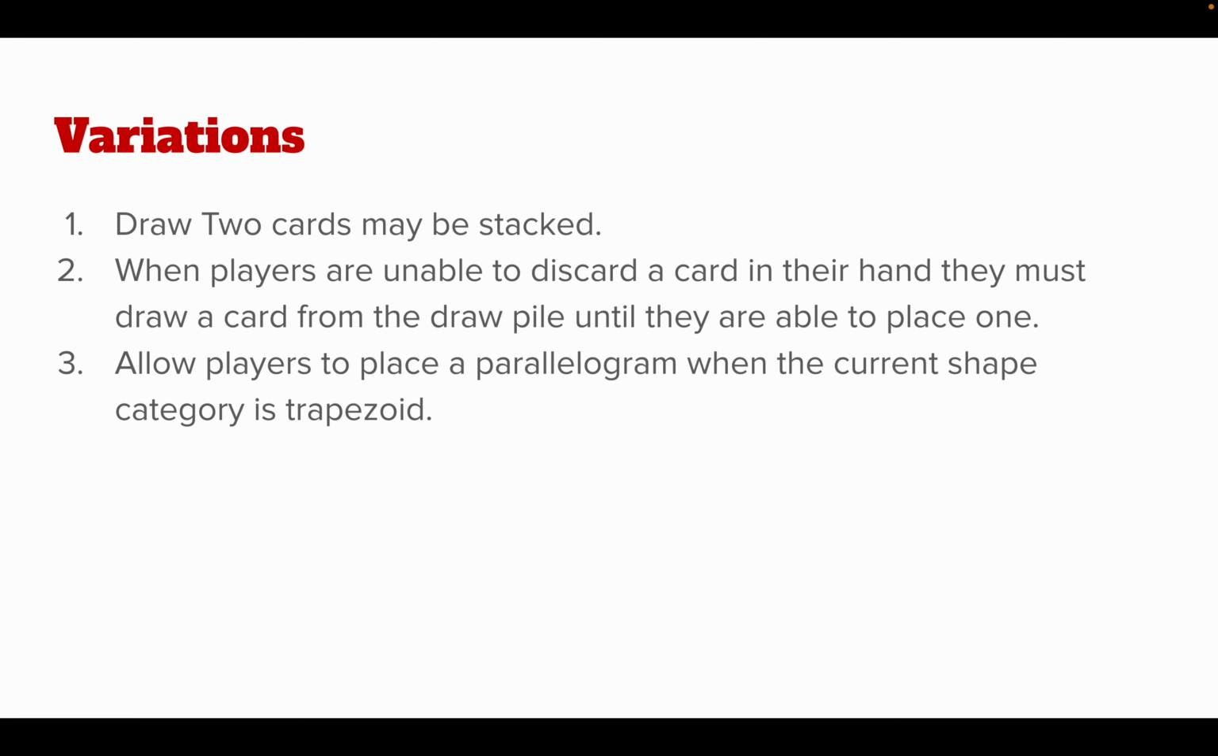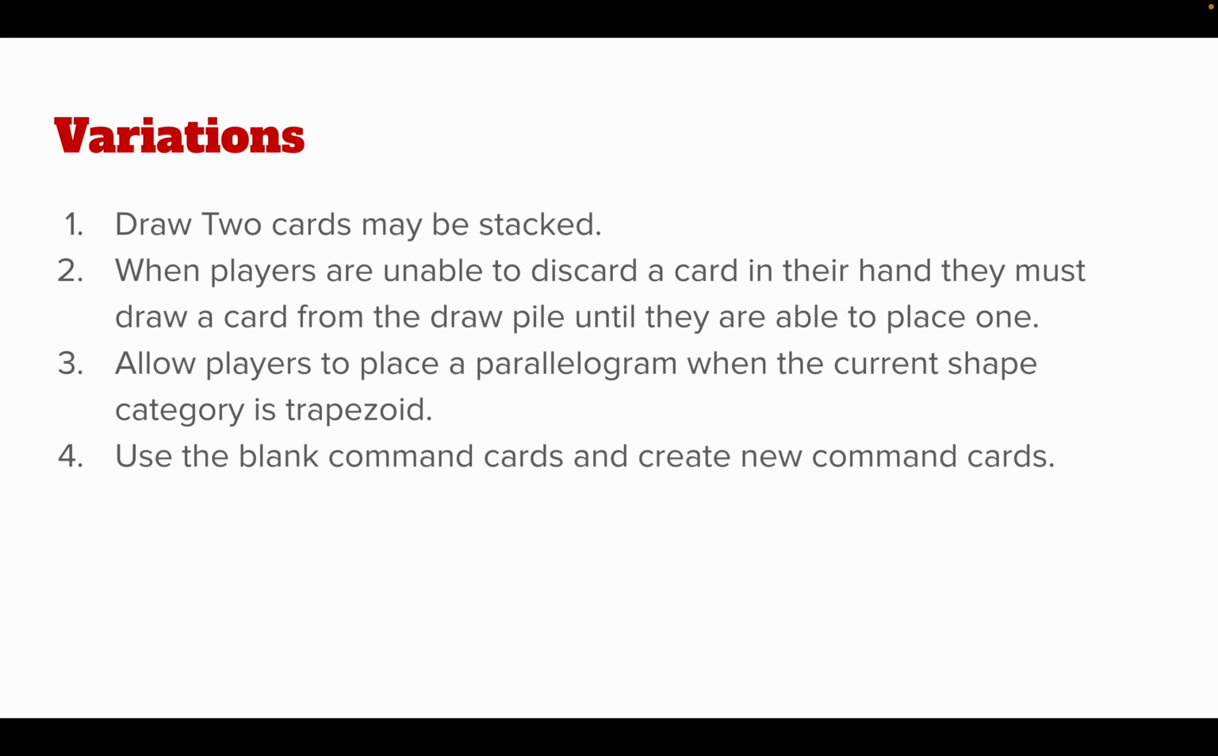3. Allow players to place a parallelogram when the current shape is a trapezoid. 4. Use the blink command cards included in the handout linked below and create new commands that highlight shape properties or area formulas you want your students to practice. Create these cards beforehand or with your class.